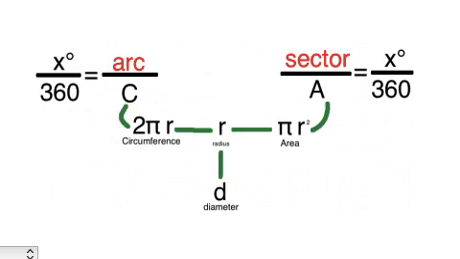Okay, so here's everything you need to know. You need to know that the radius is half the diameter. And the radius, if you square it and multiply by pi, will give you the area of the circle. If you take the radius, double it, and multiply that by pi, that'll give you the circumference. Now, what are these things?